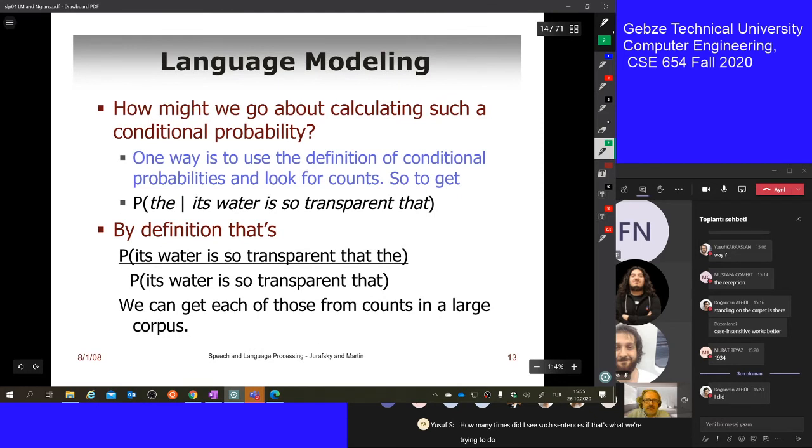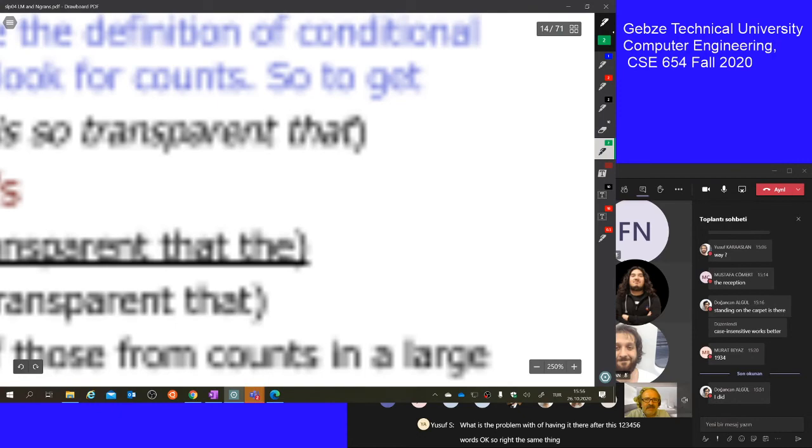Okay, so if I would like to calculate the probability of having a "the" after this sentence, "its water is so transparent that", what is the probability of having a "the" after these 1, 2, 3, 4, 5, 6 words? Okay, so write the same thing again, over and over again.